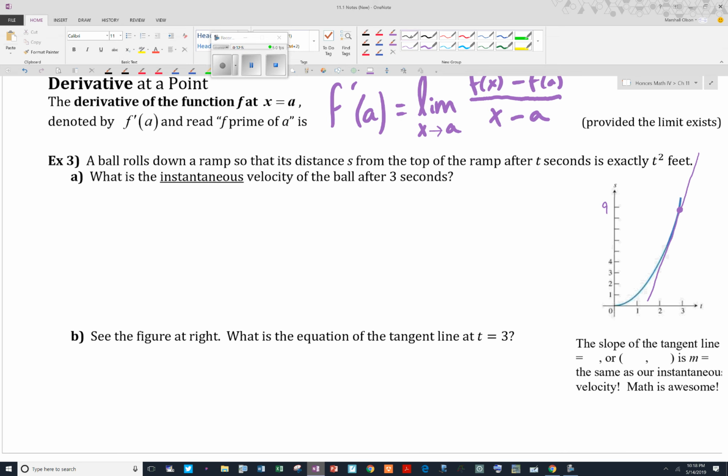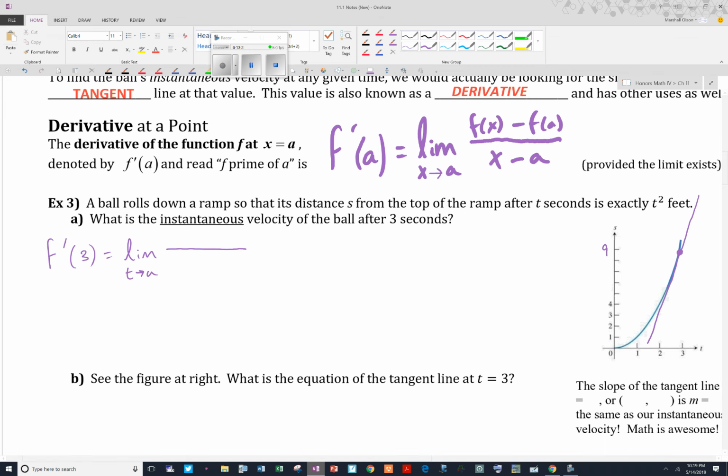So here we go. Let's write this to start with. The derivative at 3 is what we're looking for. It would be equal to the limit as t approaches A. Now, I know in our formula we have x approaches A, but in our problem we're using t for our independent variable. If you want to use x, it's really not a big deal. As t approaches A of, and actually instead of using s, I'm going to use f. I think I did the same thing in class today too.